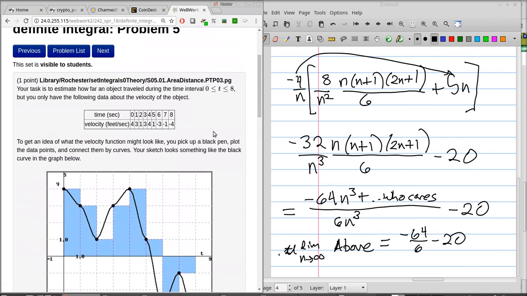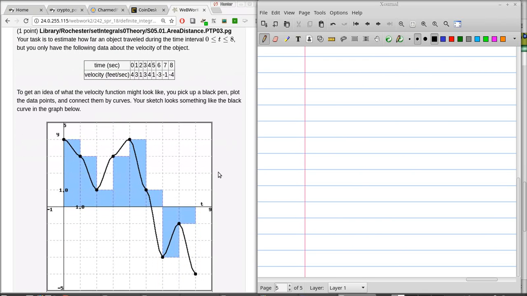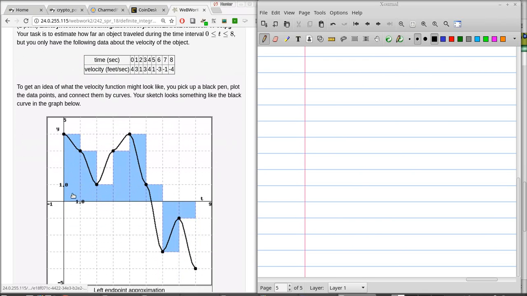Okay. Your task is to estimate how far an object traveled during the time interval from 0 to 8 seconds, but you only have the following data about the velocity of the object. Here's 1, 2, 3, 4, 5, 6, 7, 8. Alright, so conveniently, there are 8 rectangles, one for each second.